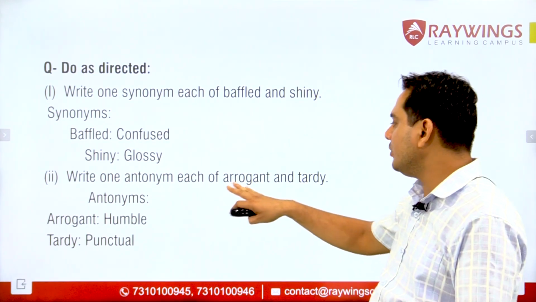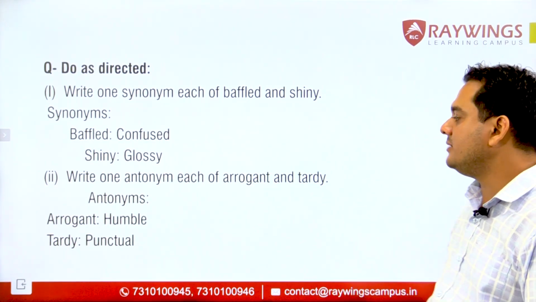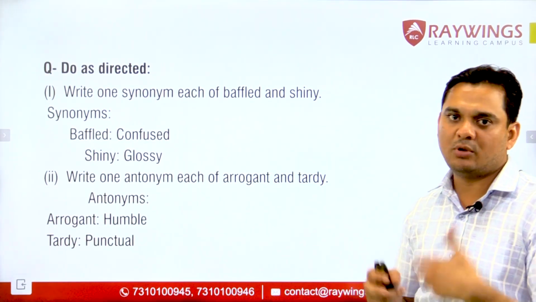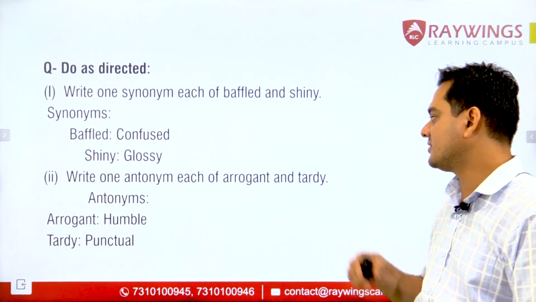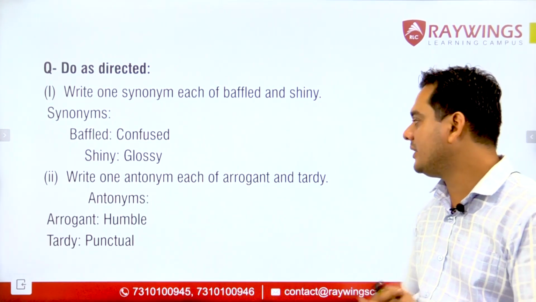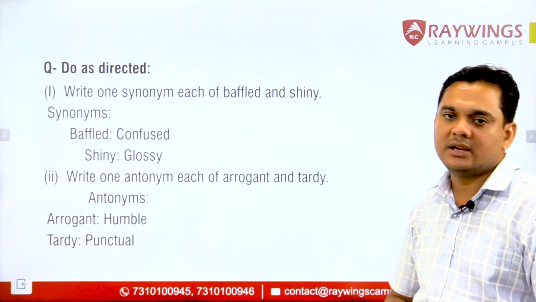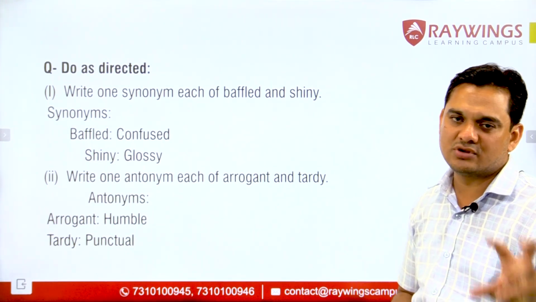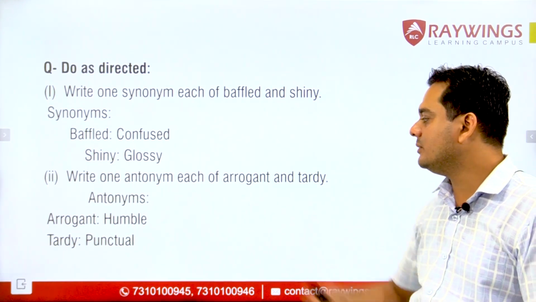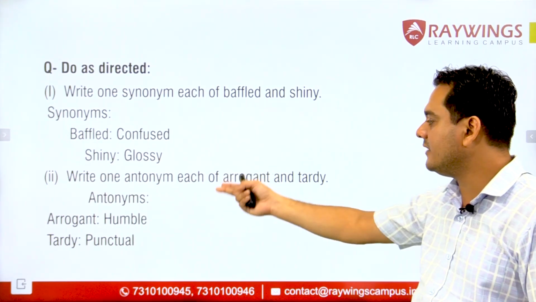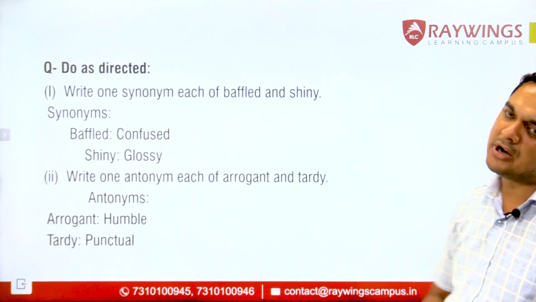Next, the antonym of arrogant and tardy. Arrogant means बहुत ही घमंडी, its opposite, humble, will be the right word, and tardy is somebody who is careless, who is not punctual, so its antonym will be punctual. So the antonym for arrogant will be humble and tardy will be punctual.